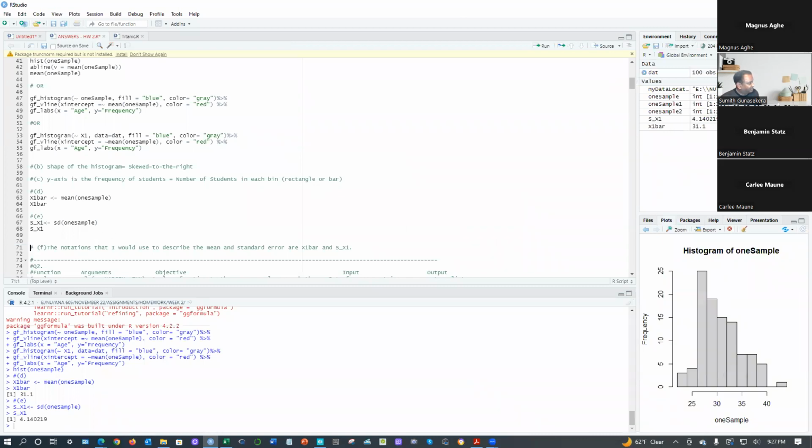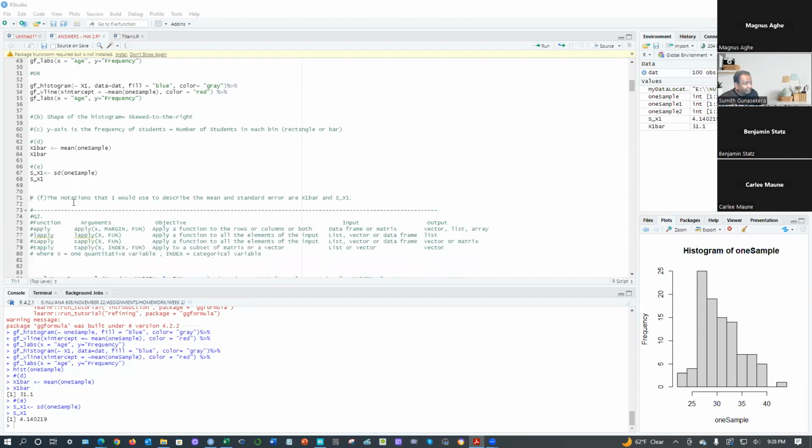Okay. So for part F, we're going to ask which notation. What is the standard deviation of this E? This part is E. What notation would you use to describe the mean and standard error? Standard error, okay? The notation that I would use to describe the mean and standard error is x1 bar and sx1 bar, because we are using only one sample. You can utilize the same notation I utilize here, because we are dealing with only one sample.